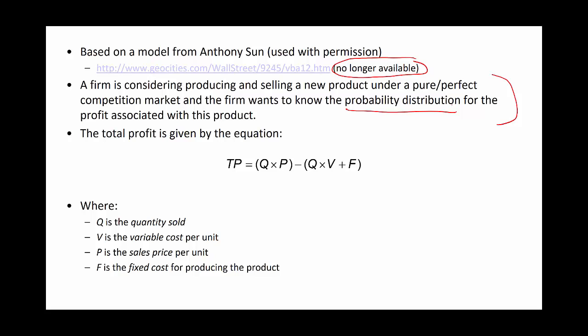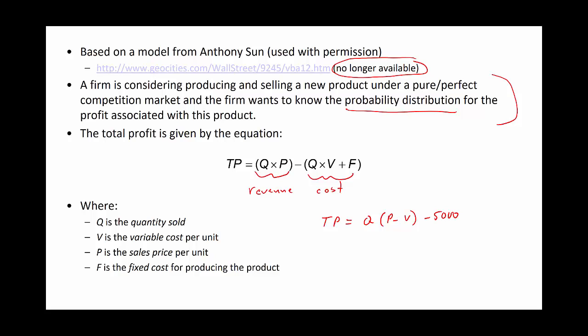So for our example, the total profit is given by the following equation. Q times P, where Q is the quantity sold and P is the sales price per unit. So Q times P represents the revenue, minus Q times V, which is the variable cost per unit, plus the fixed cost. So this is the cost. So we have the revenue minus the cost, and we can also represent this in its short form as Q times (P minus V) minus 5,000, which is the form that we're going to use throughout the rest of the exam.